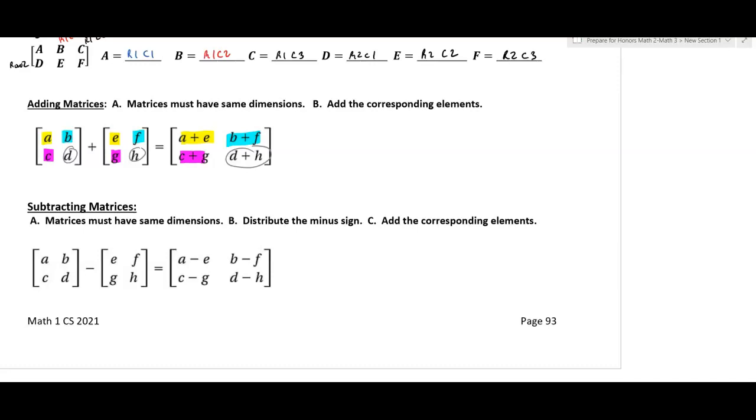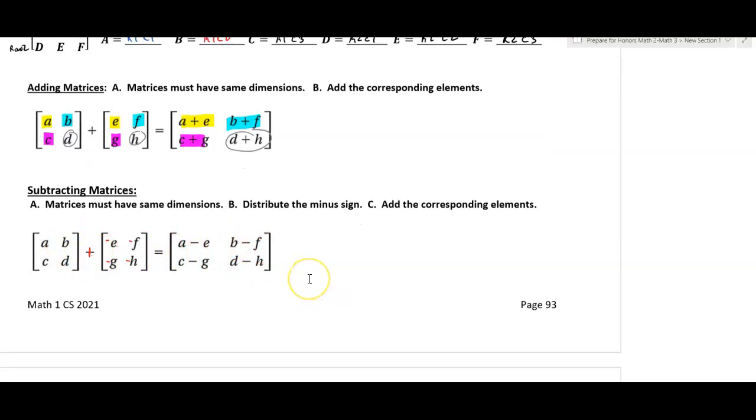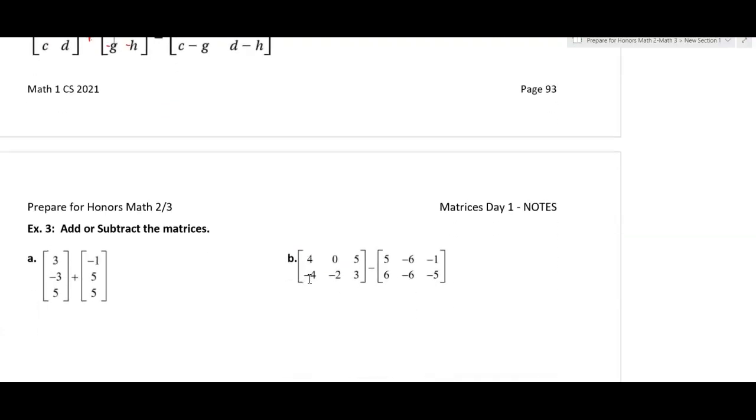Now when we subtract matrices, the first thing I like to do is change the subtraction to addition and switch the signs on each element in the matrix that follows the subtraction sign. So this becomes basically A minus E, or A plus negative E. Then B plus negative F is the same as B minus F. So basically what you're going to do is distribute the minus sign and just add the corresponding matrices.